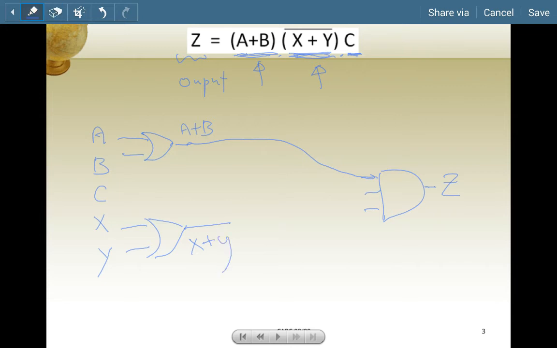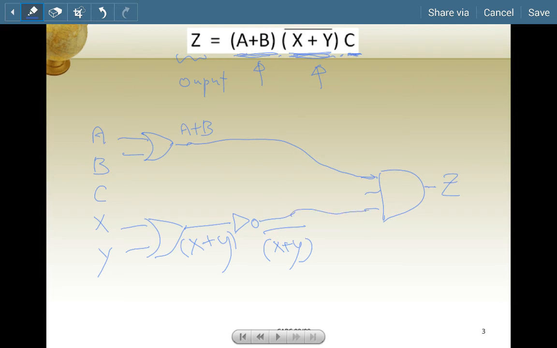Now, bear in mind that it's not the end. You need to invert the entire thing. This is the entire thing. So what do you do? To invert the entire thing, you need to use an inverter. So X plus Y, you invert the entire thing. And so great, that is another input of the AND gate you can connect to.